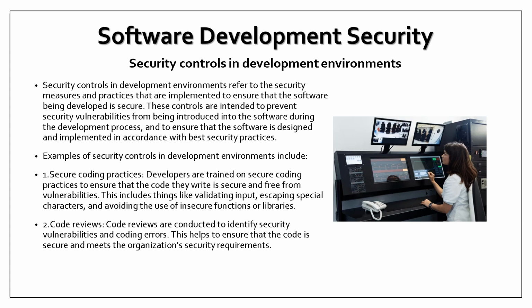Examples of security controls in development environments include: 1. Secure coding practices. Developers are trained on secure coding practices to ensure that the code they write is secure and free from vulnerabilities. This includes things like validating input, escaping special characters, and avoiding the use of insecure functions or libraries. 2. Code reviews. Code reviews are conducted to identify security vulnerabilities and coding errors. This helps to ensure that the code is secure and meets the organization's security requirements.